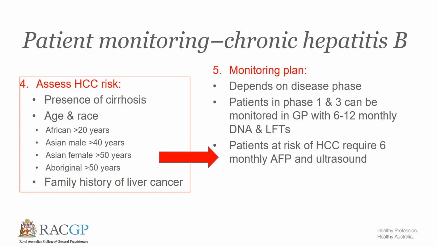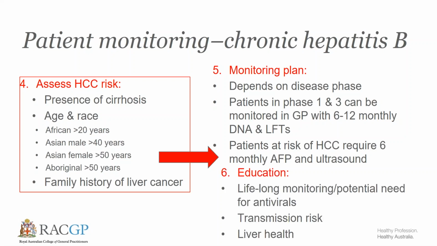So we need to develop a monitoring plan. It depends on the disease phase. Patients in phases 1 and 3 can be monitored in general practice with 6 to 12 monthly viral load and liver function tests. Of course, the viral load can only be funded 12 monthly. And then on top of that, the patients at risk of hepatocellular carcinoma need 6 monthly alpha-fetoprotein and an ultrasound.